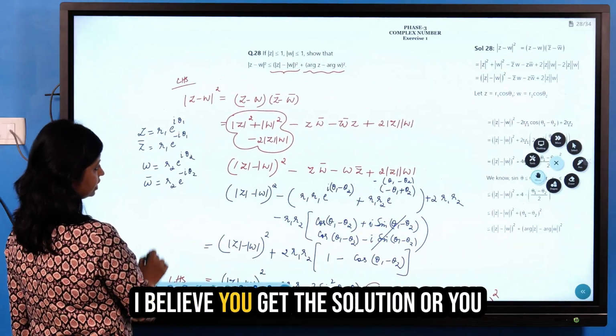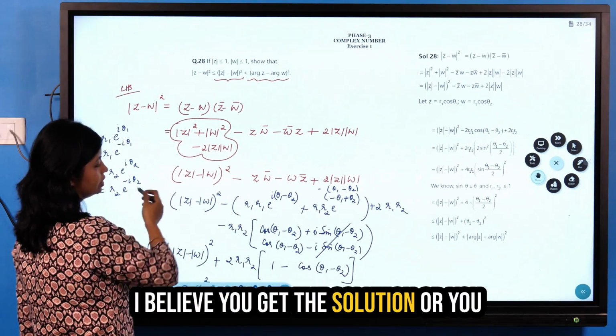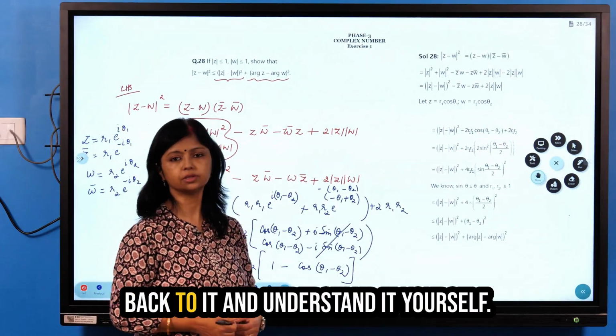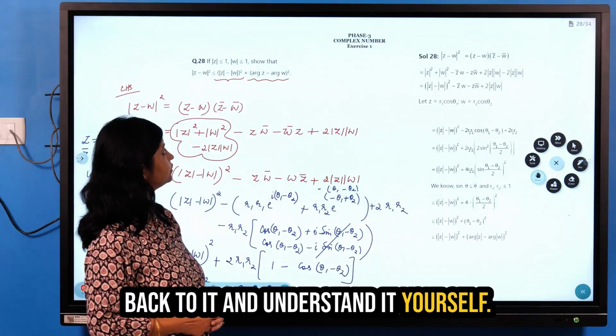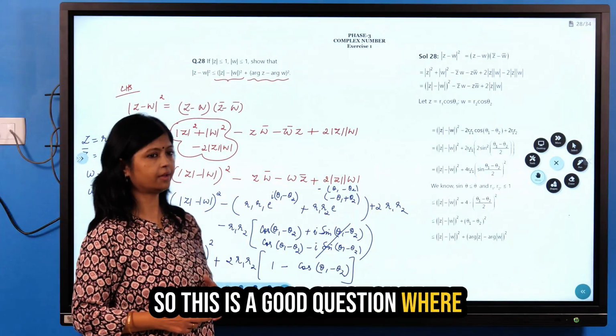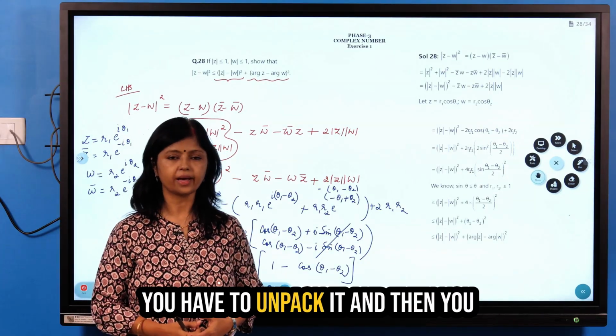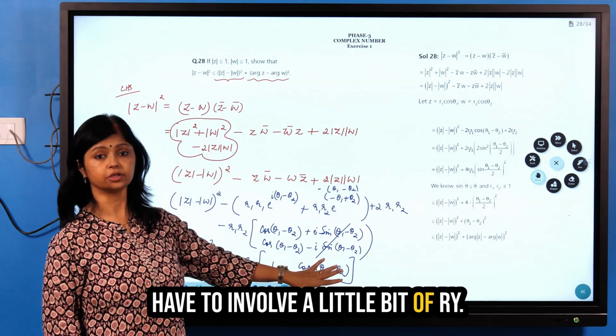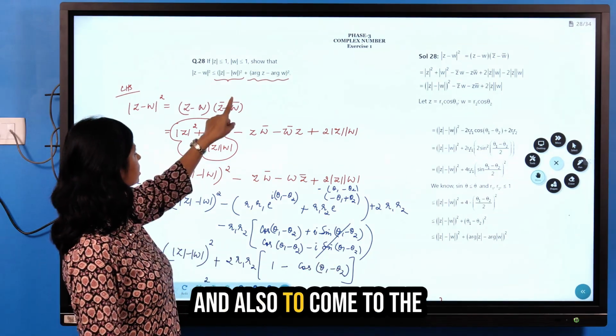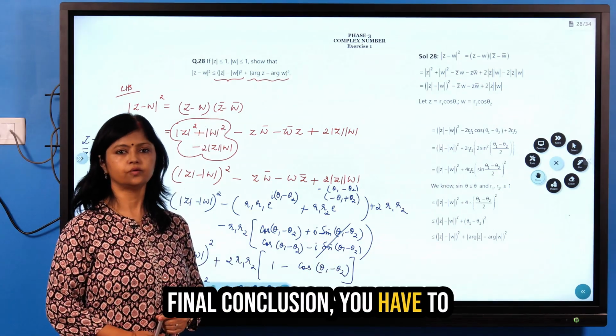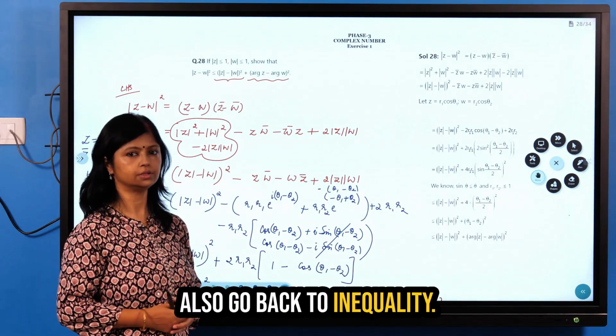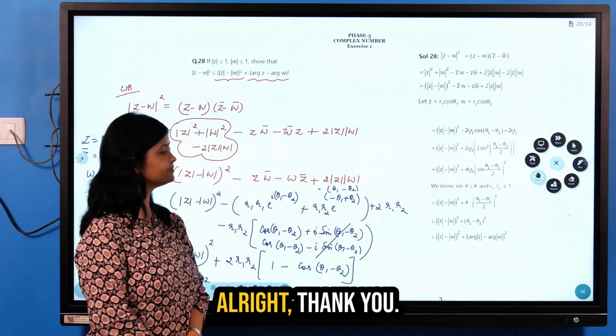All right. I believe you get the solution or you understood the question. You can go back to it and understand it yourself. So this is a good question where you have to unpack it and then you have to involve a little bit of trigonometry. And also to come to the final conclusion, you have to also go back to inequality. All right. Thank you.